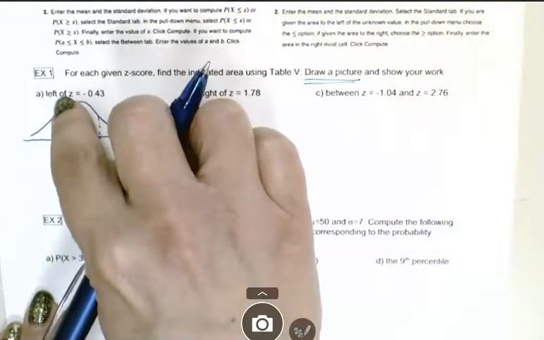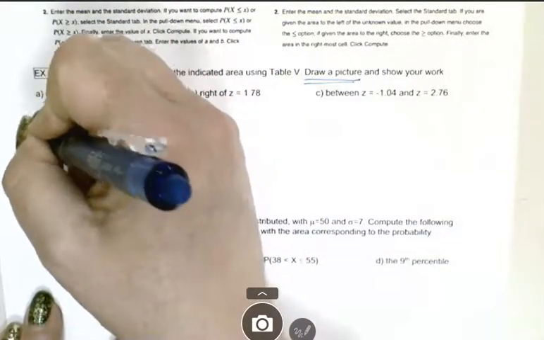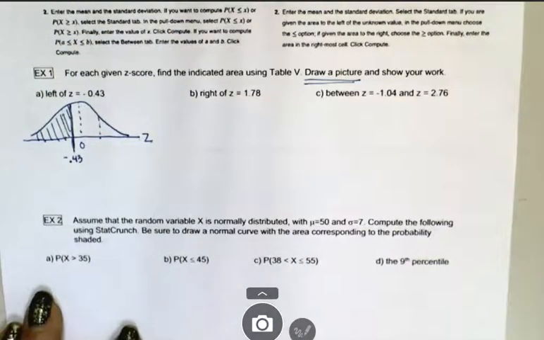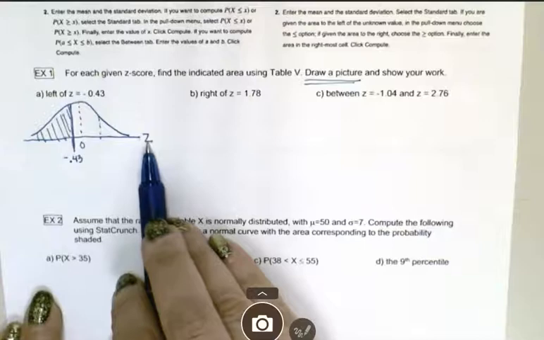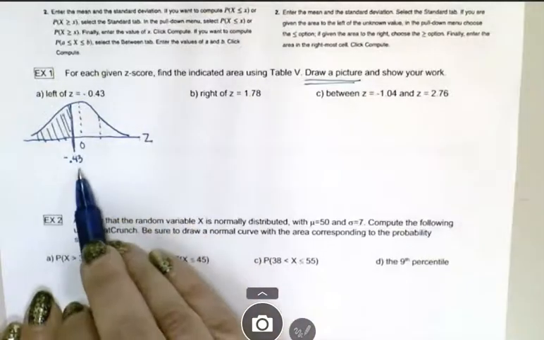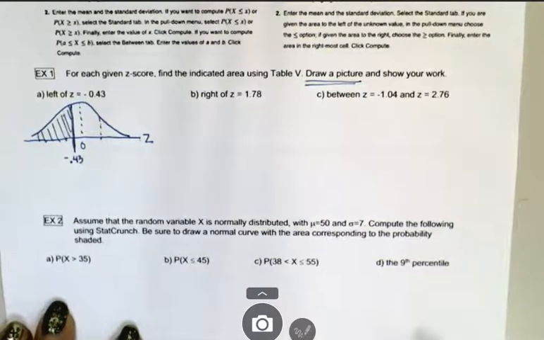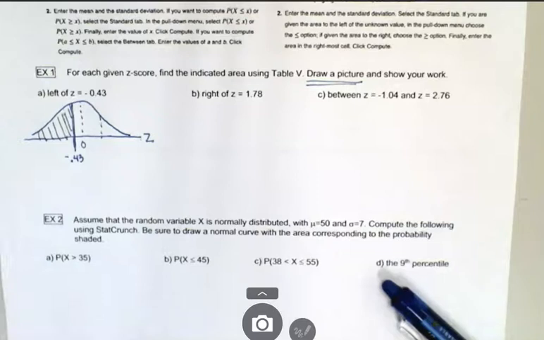So in this case, the area that I want is that to the left of that z-score. So when it says draw it, this is what it means. I've shown you everything you need: the curve, the label on the axis, your mean, and then just putting your given value in the right spot. Now, here is how we use the table in order to come up with this answer.